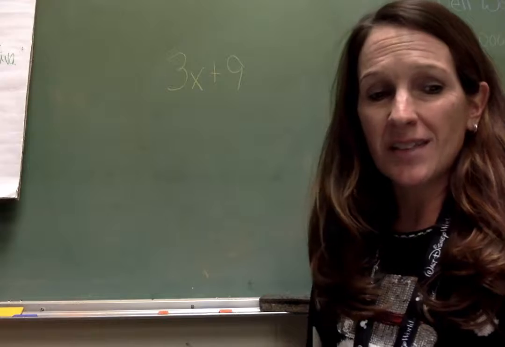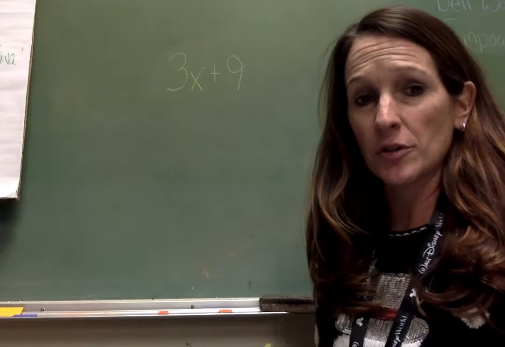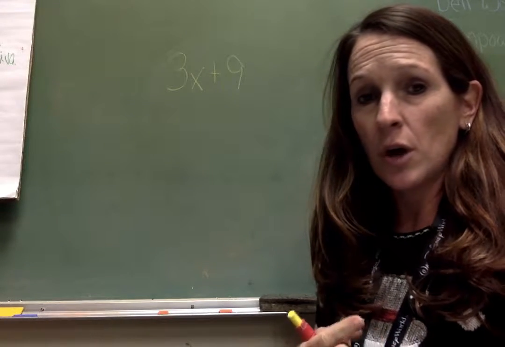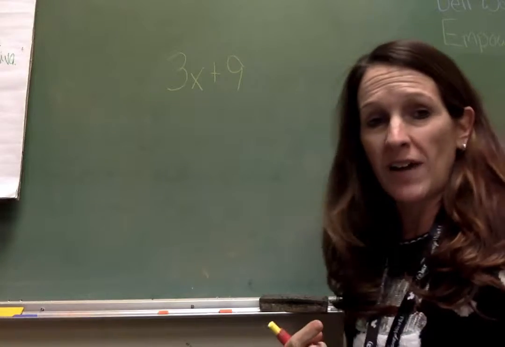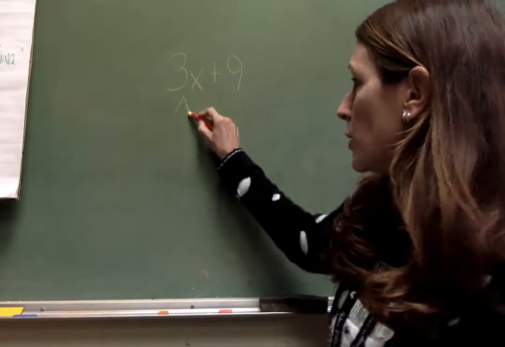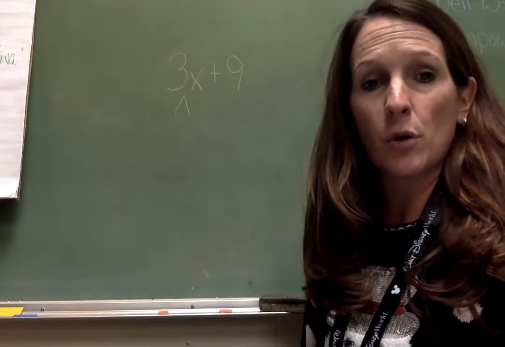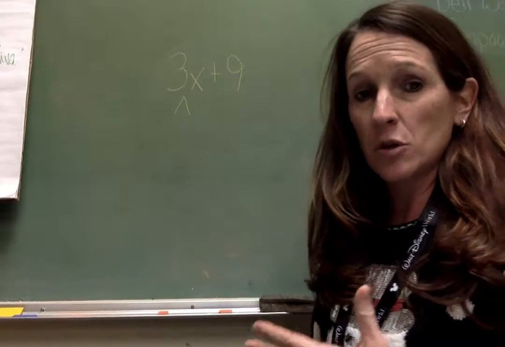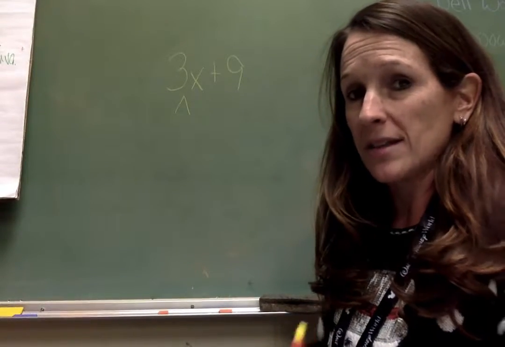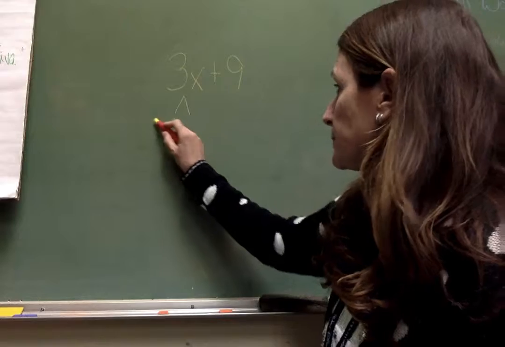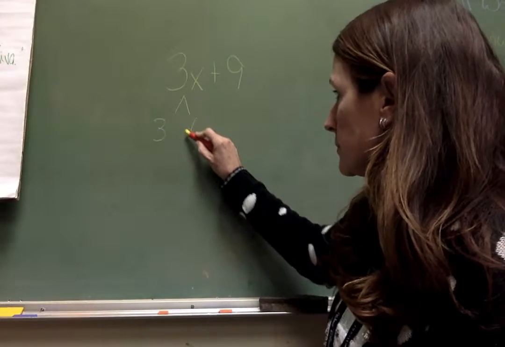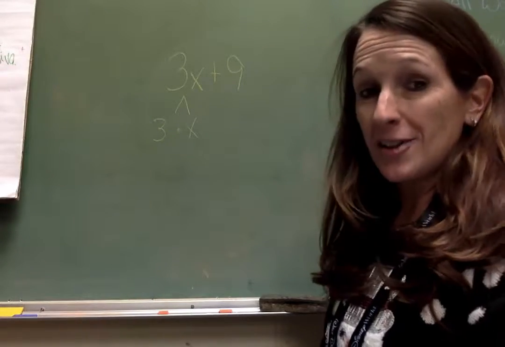The first thing I want you to do is factor the two numbers in the expression. So we're going to factor the 3 and then we're going to factor the 9. So 3 is a prime number. That can't be broken down anymore. But this is multiplying 3 times x. So we're going to break this up 3 times x. Okay. And then we're going to factor the 9.